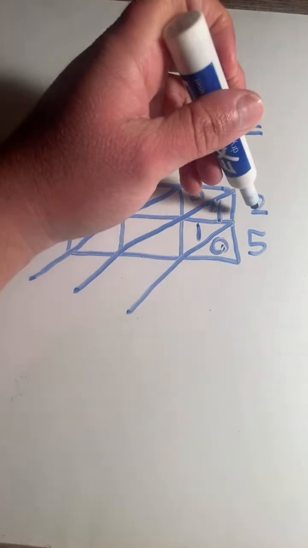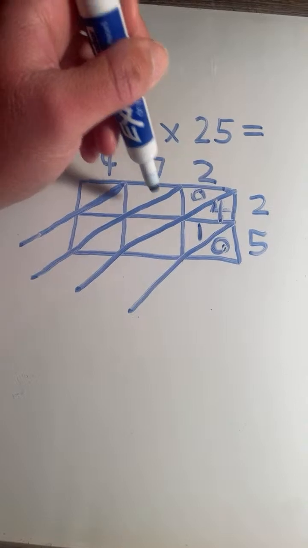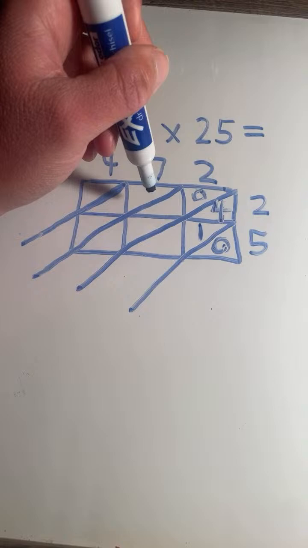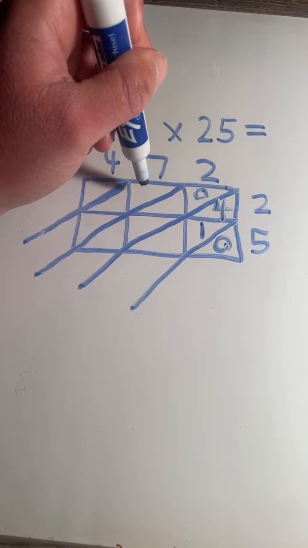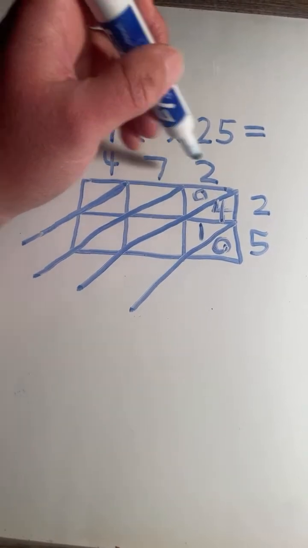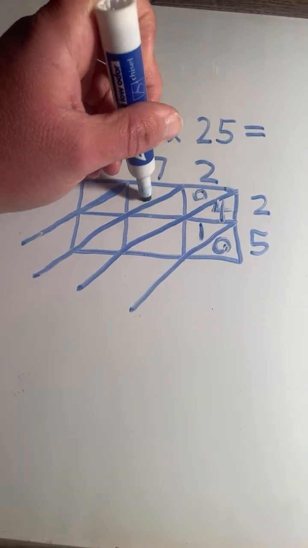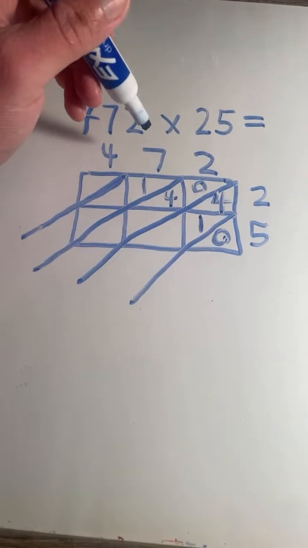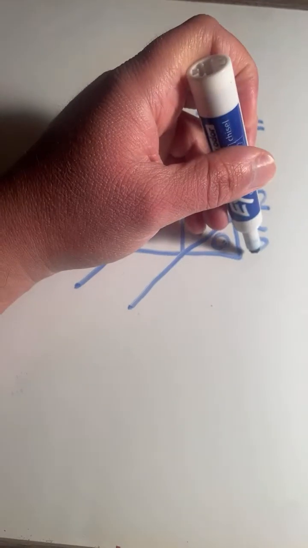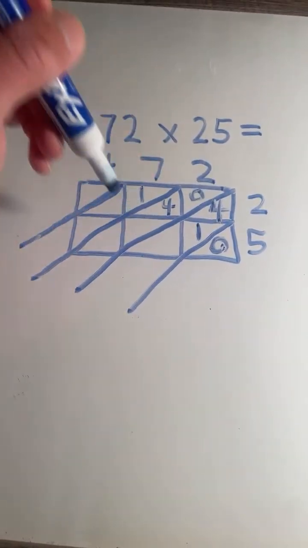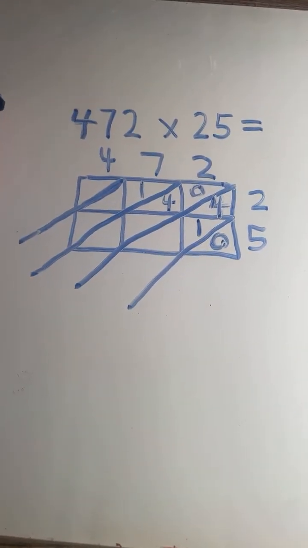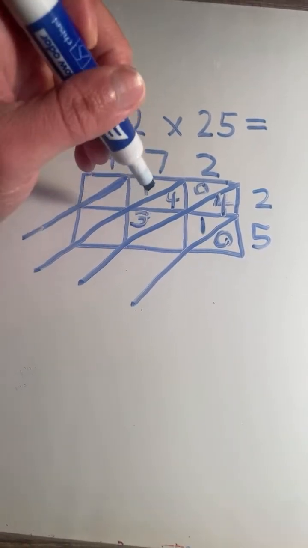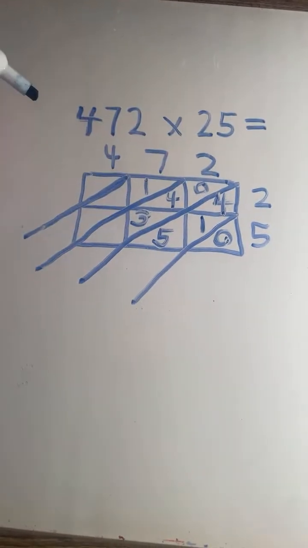Next, we're going to multiply 7 times 2. The answer to 7 times 2 is going to go in this square. And within our answer, the digit in the tens place goes in the top triangle. The digit in the ones place goes in the bottom triangle. So 7 times 2 equals 14. So we're going to put a 1 and a 4. Next, we multiply 7 times 5, and the answer to 7 times 5 goes within this square. 7 times 5 equals 35, so we have a 3 in the tens place, a 5 in the ones place, so 3 in the top triangle, 5 in the bottom triangle.